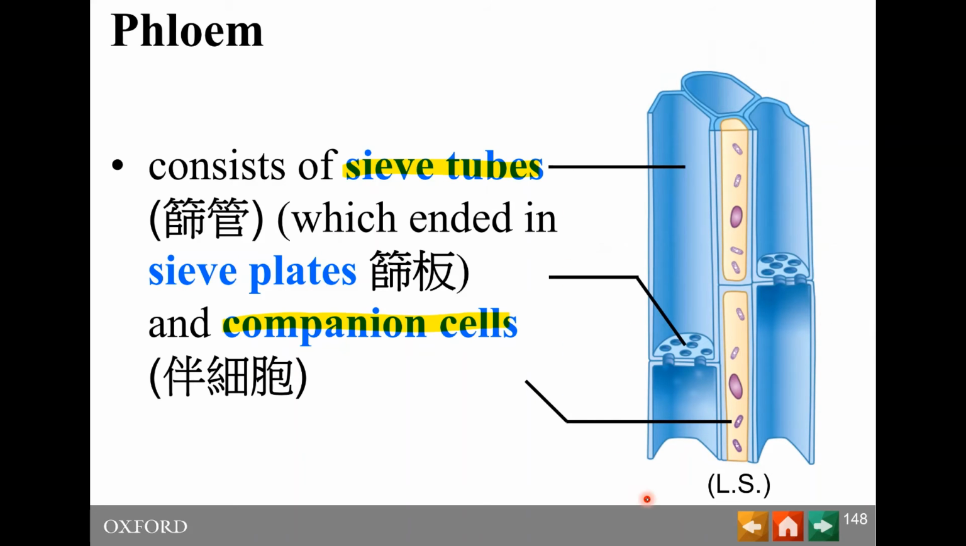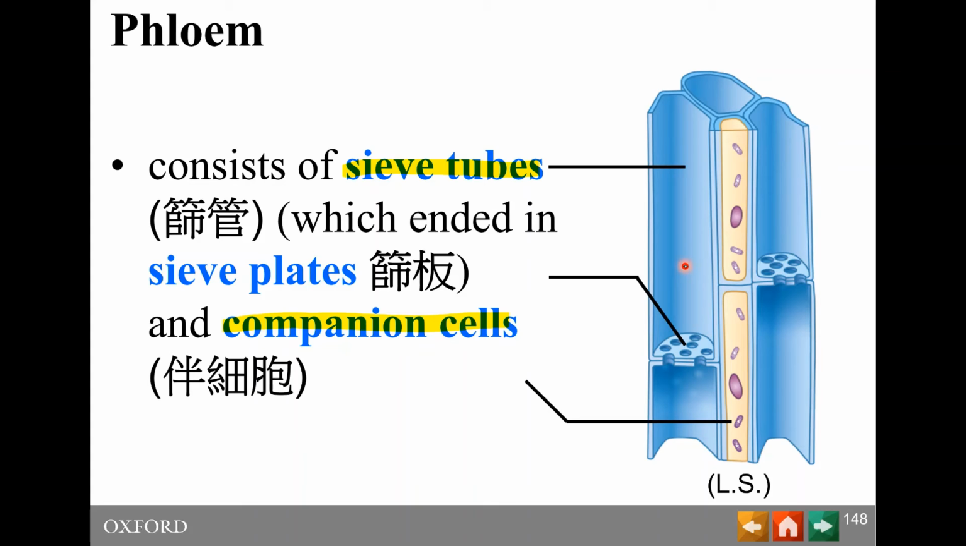So this is a diagram of phloem. You have the blue tubes here. These are the sieve tubes, and each sieve tube ends with a sieve plate. The wall here, the wall with some pores, is called a sieve plate, and each sieve tube will end with a sieve plate.